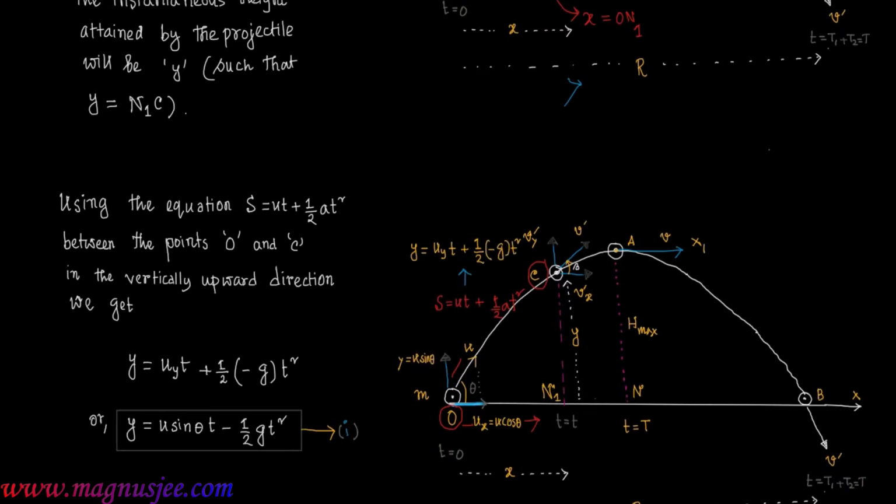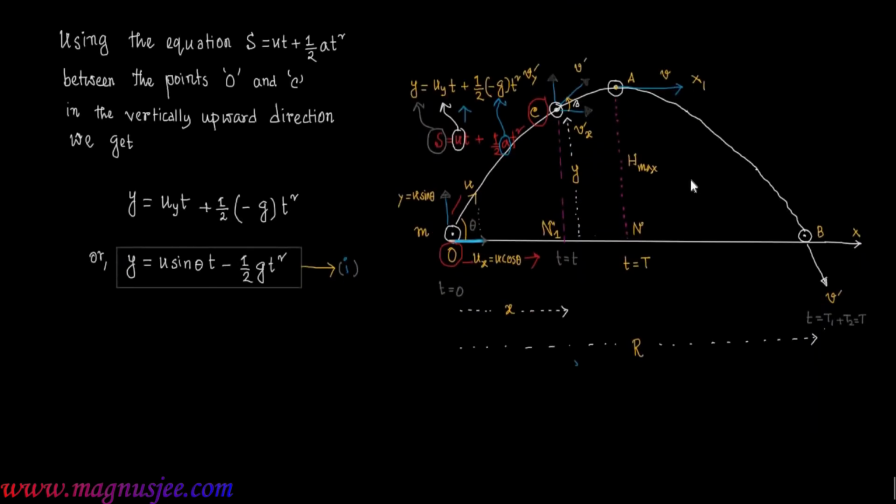So here the displacement s in the vertically upward direction will be y. So in place of s we have to write the vertical displacement y. In place of u we can write uy, which is the vertical component of velocity, and in place of acceleration a we can write minus g. Acceleration is minus g because we are considering the motion of the projectile in the vertically upward direction. That's why the acceleration of the projectile, that means a, will be equal to minus g.